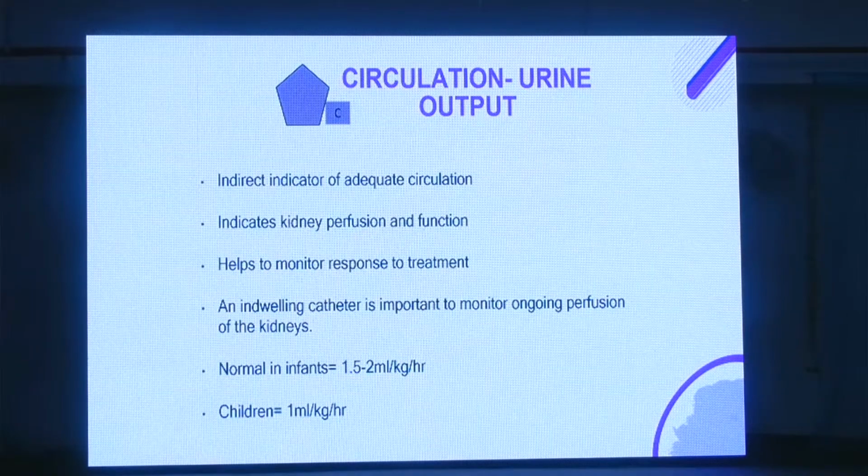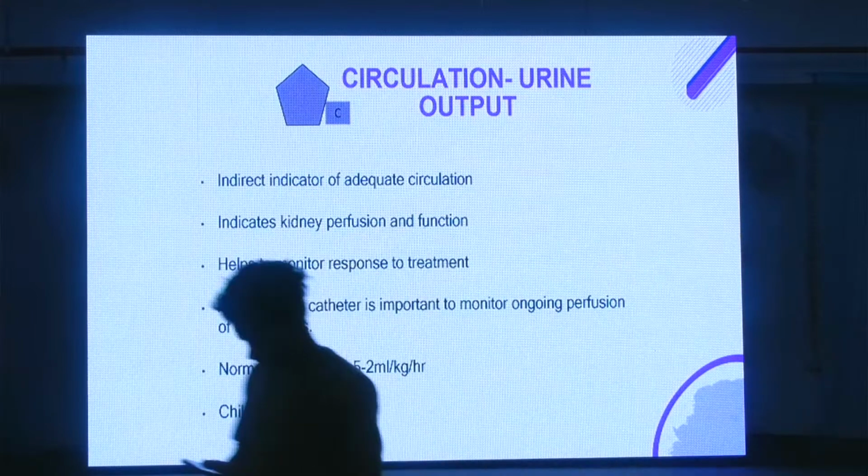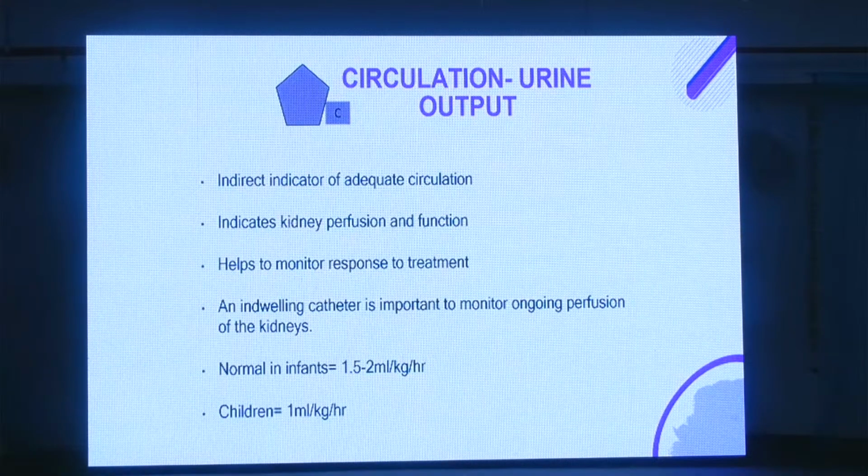And what about the urine output? In circulation, urine output is very important because it is an indirect indicator of adequate circulation. It is noted as a marker of kidney perfusion, and it helps to monitor the response to treatment, how we give the treatment and how the baby responds to us. The main indicator is urine output, and for that we have to categorize the patient. That is the main thing.